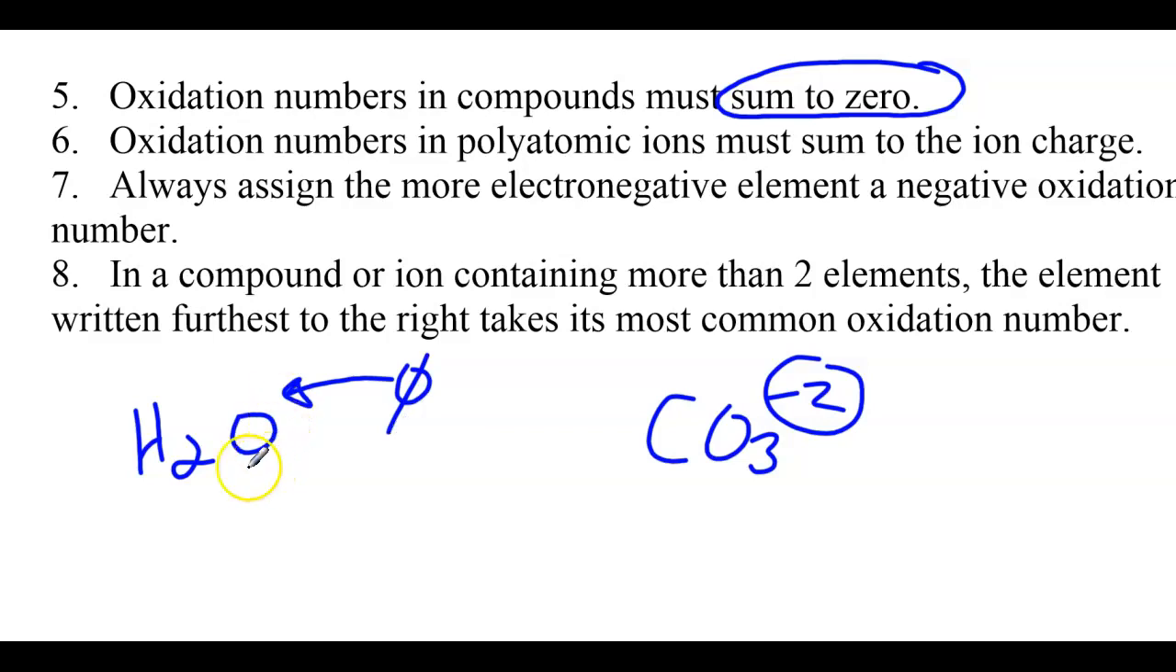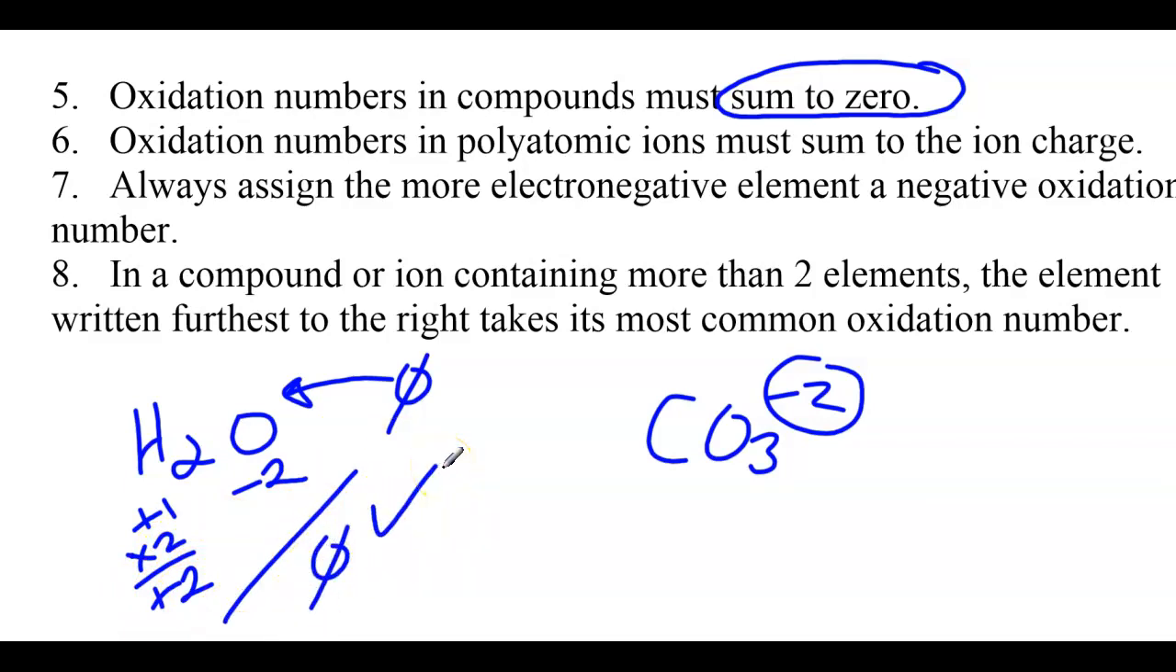So oxygen is always -2 unless it's in peroxide or OF2, which it's not. And hydrogen is always +1 unless it is in a metal hydride, which it's not. So let's check this out. If we have -2, and then we have 2 +1s, which gives us +2, those 2 things add up to 0. So that's correct.